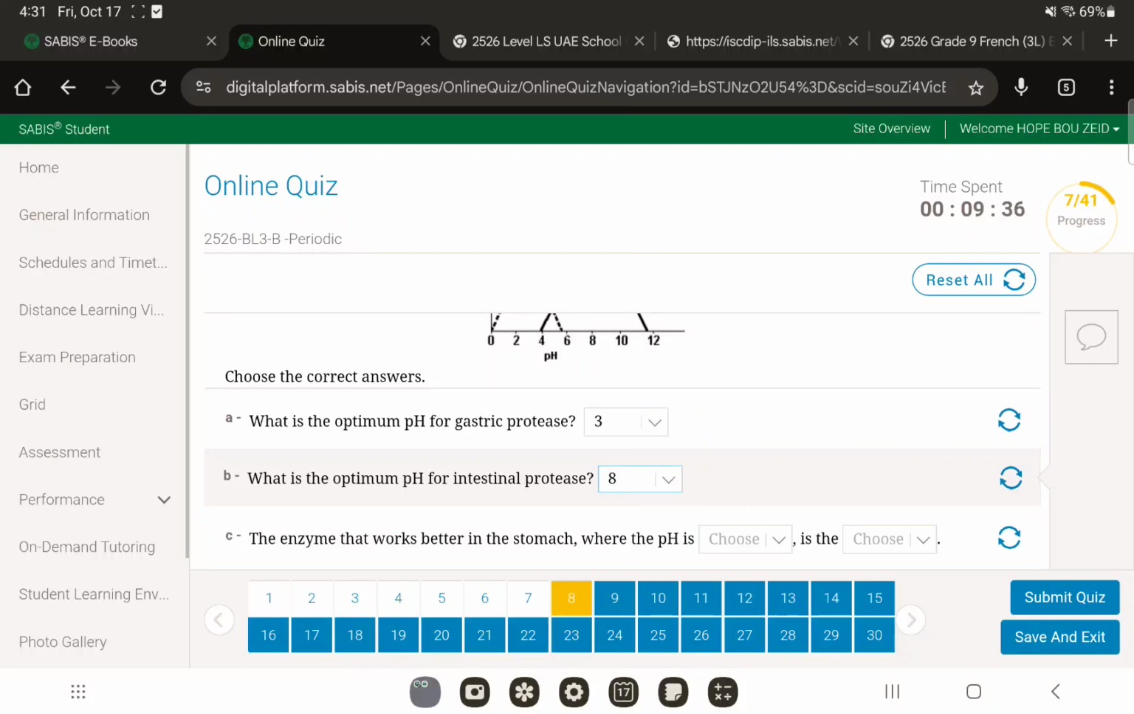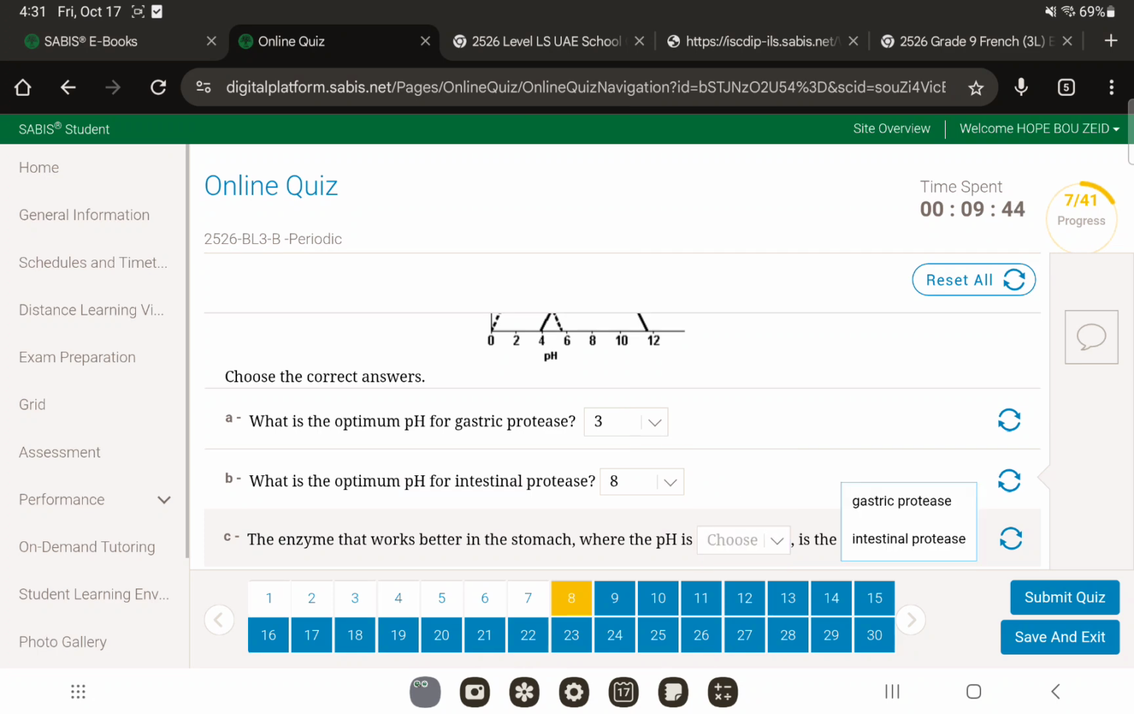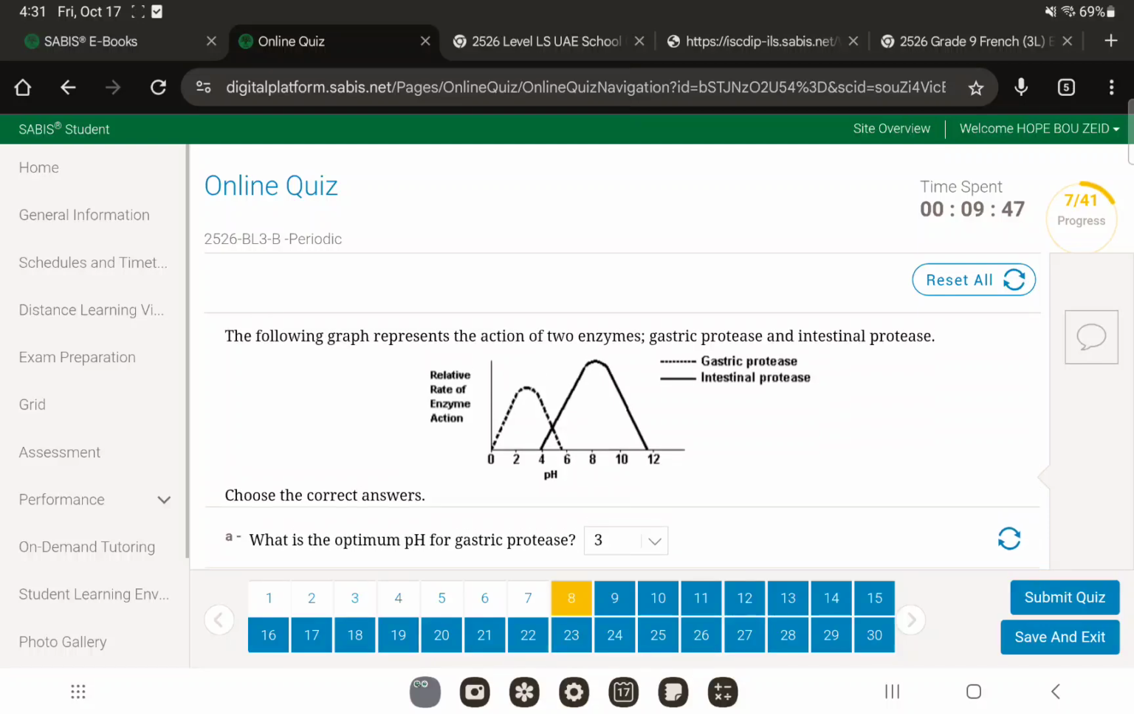And here you can see the enzyme that works better in the stomach, where the pH is blank, is the blank. Here you have to see which one works better. Generally the gastric protease works better, and you can tell this by looking at the graph, because the gastric protease is closer to the line, is shorter, and this line shows the rate, and like any other graph, it would be 1, 2, 3, and so on.